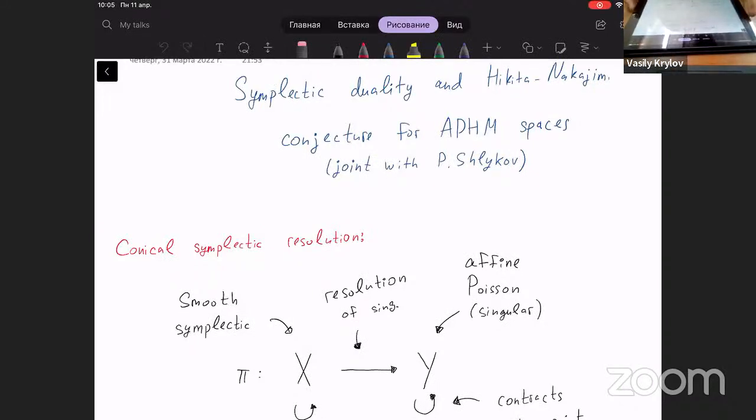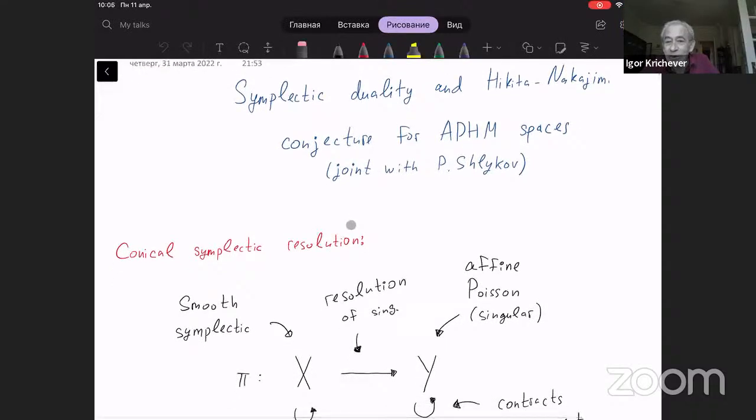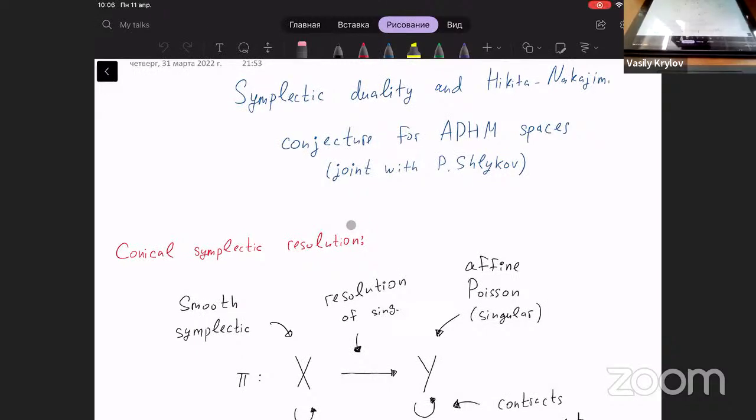Okay, so the talk is about symplectic duality and the Hikita-Nakajima conjecture for ADHM varieties. Just one remark: when I saw the title, I first read it as Nikita-Nakajima. Oh yeah, this is Hikita, a Japanese mathematician.